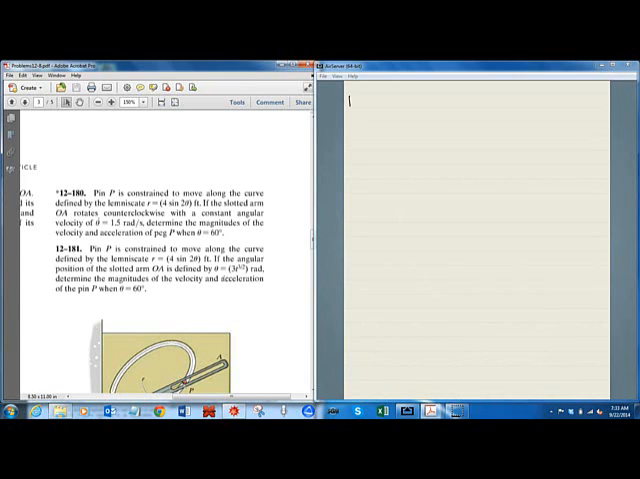Okay, so this is 180, velocity, and this is a vector. Velocity equals, let's see, r dot u r plus r theta dot u theta.